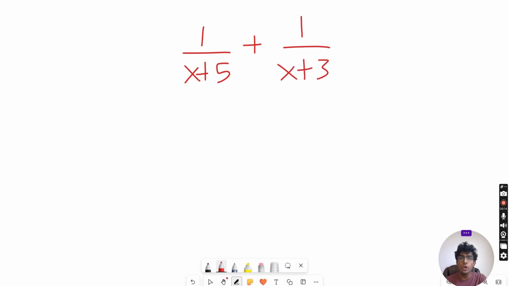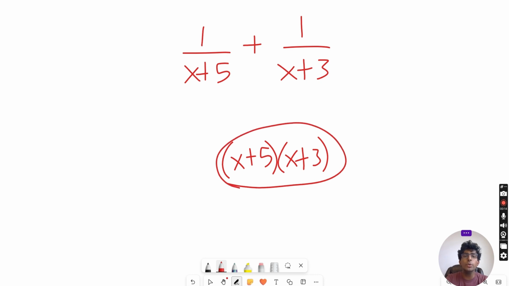So we want to find a common denominator. It's very similar to adding a fraction, right? You obviously can't add these straight up because they're different factors. So we need to find a common denominator. And in this case, the common denominator is just these two numbers multiplied together, x plus 5 times x plus 3. So we want to multiply each fraction to get to this common denominator.